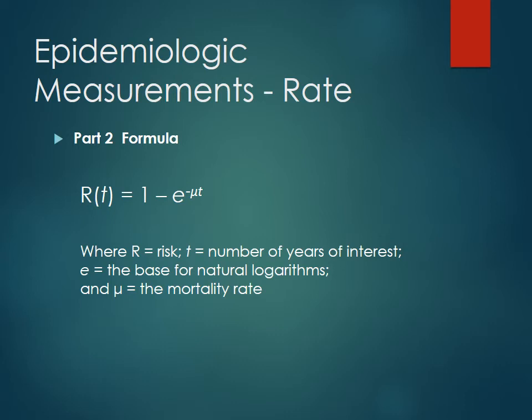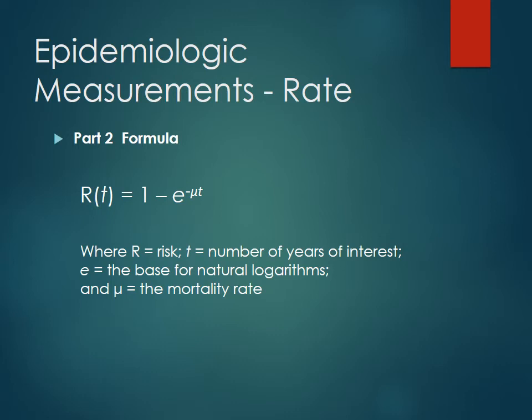So basically the formula is R for whatever time frame you're looking at. R is going to be your risk. T is the number of years of interest. And e is the base of natural logarithms, right? You guys have seen that symbol on your calculator at some point, right? Yep, we're going to use it. And then this mu is going to be the mortality rate that we're looking at. That is our constant that we're going to be multiplying by.